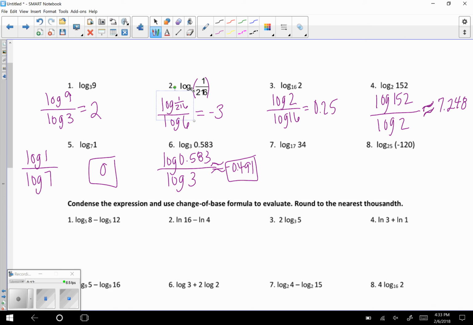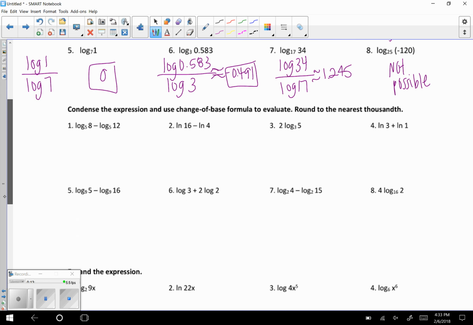Okay, number 7, log base 17 of 34. We would get log 34 over log 17, base to the bottom. You're going to have to round that. 1.245. Okay. And number 8, log base 25 of -120. I'm not even going to try to plug that in my calculator because what do we know? Log of a negative is always not possible. Okay.